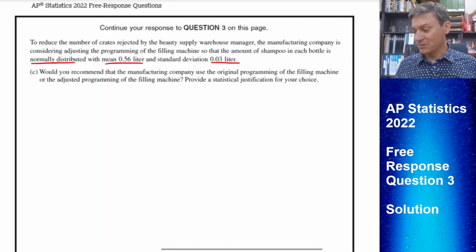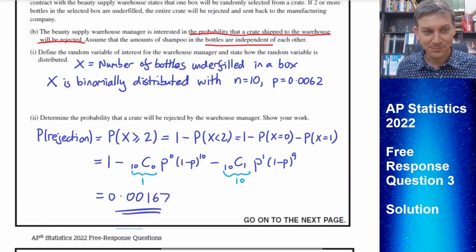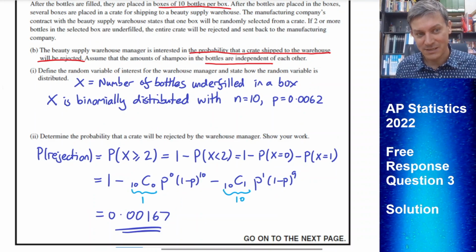Okay, so obviously the best choice is the one which leads to minimum numbers of rejections, right? So we could go through the whole calculation again with these new values and see which one is better, but we don't actually need to do that, because the only thing that changes in this calculation in part B is the probability P of a single bottle being underfilled. So all we need to calculate is the probability of a bottle being underfilled with the new programming, and if it's less than this one, 0.0062, then we should use the new program, and if it's more than this, then we should use the old program.